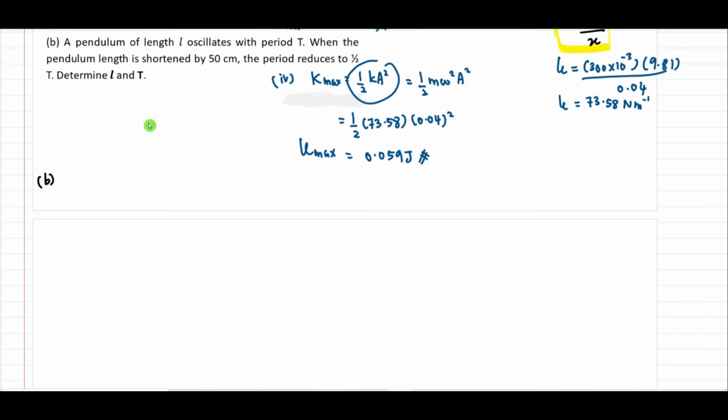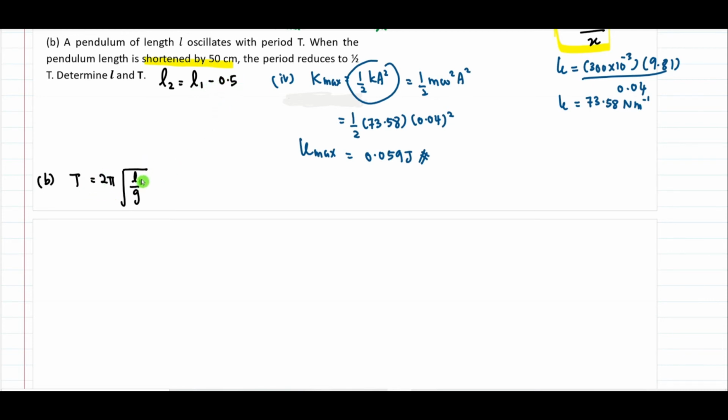So, a pendulum of length L oscillates with period T. So, we have the pendulum. T is equal to 2 pi square root L over G. So when the pendulum length is shortened by 50 cm, it shortens by 50 cm. It will become L1 minus 0.5 meter.